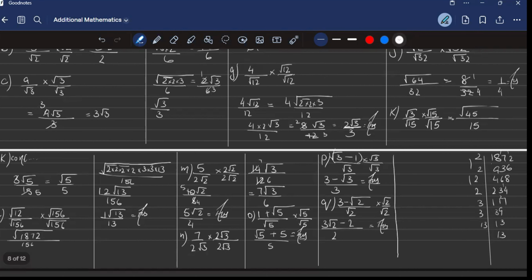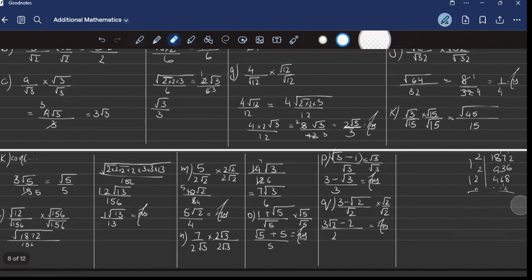Okay. We go up here and let me just erase this. We just raise this up. I mean, this is getting a bit messy. Okay. So this is Q.